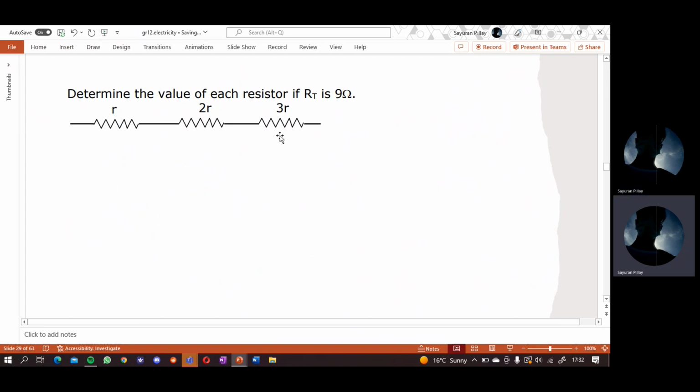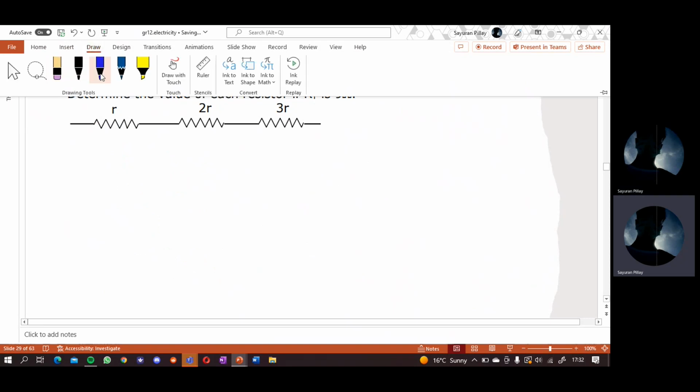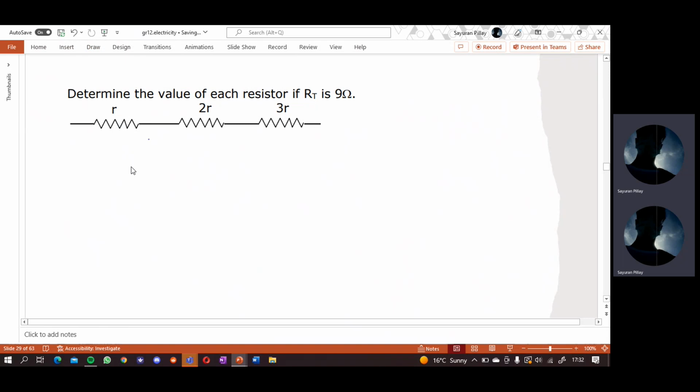And now determine the value of each resistor if total resistance is 9 ohms. That's not very hard. It's just going to be R plus 2R plus 3R equals 9. 6R equals 9. R equals 9 over 6 equals 2 over 3, which is 0.67 ohms. Right? Always don't forget your units. That's very important.